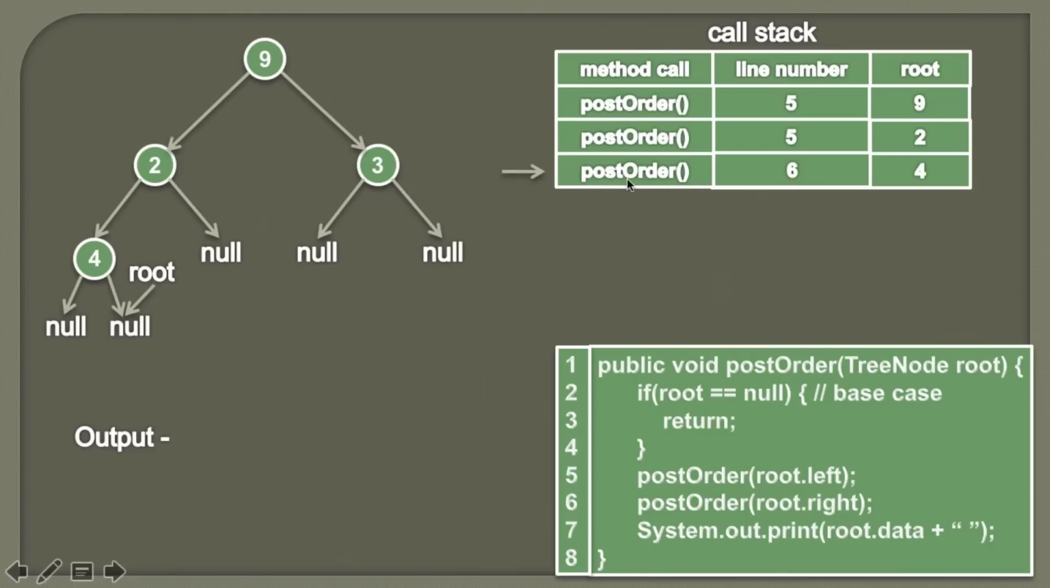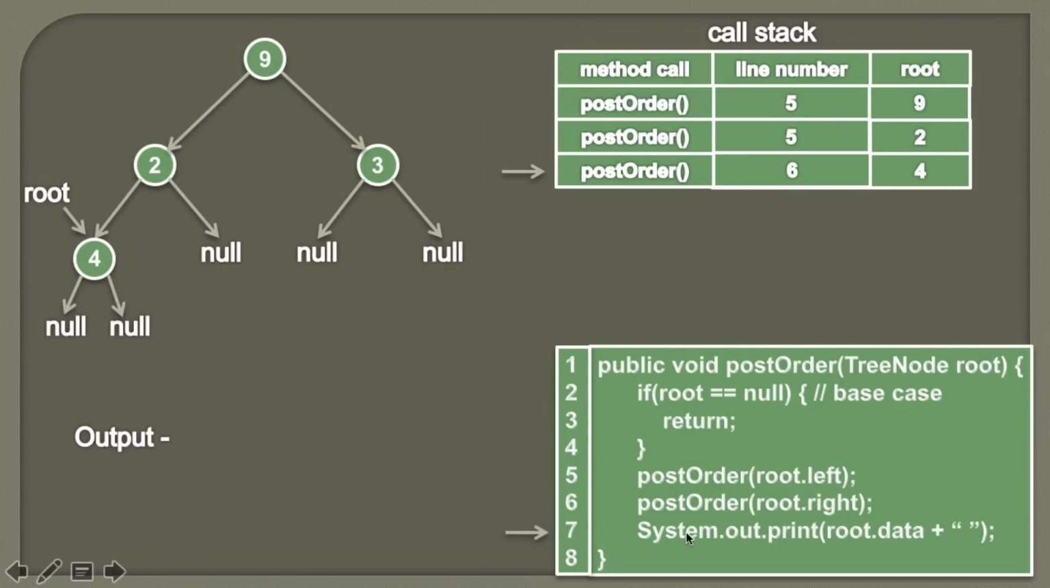And we also know that we had left this post order method from the line number 6. Therefore the execution will start from the line number 6. And we also know that when we had left this method, root was pointing to the node 4. So therefore now root will point to node 4. Moving ahead.